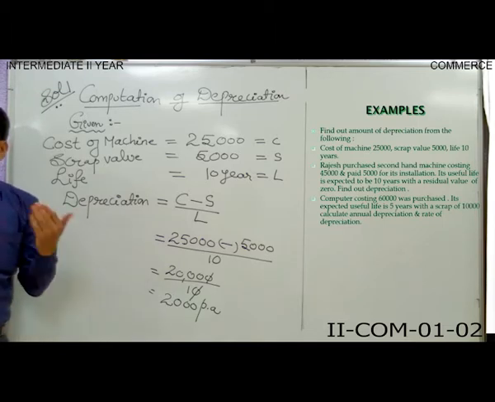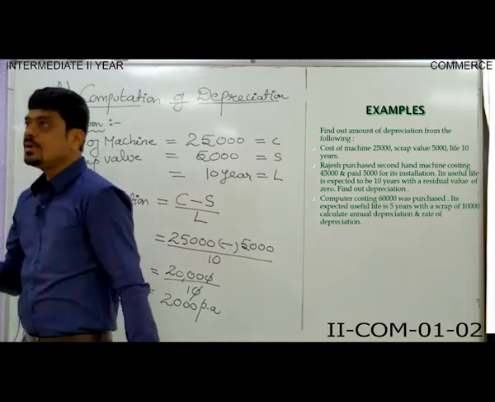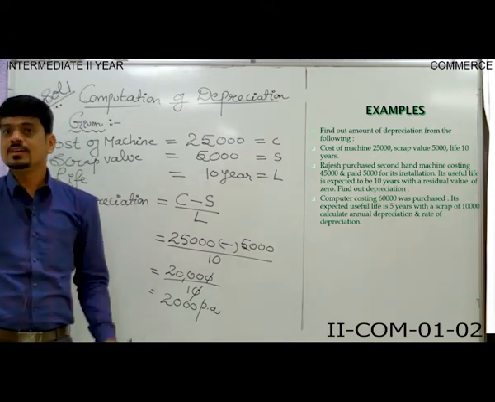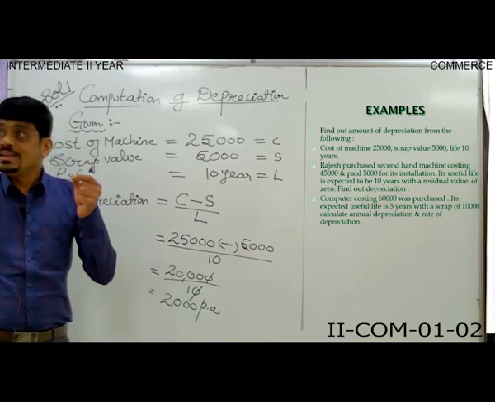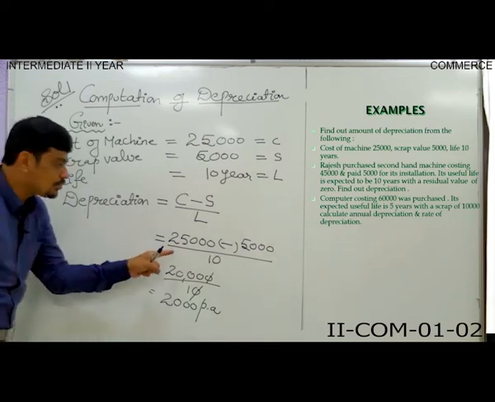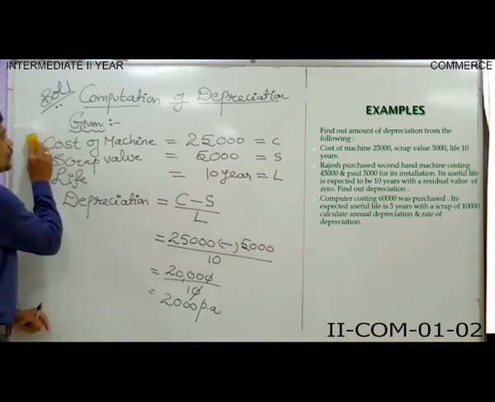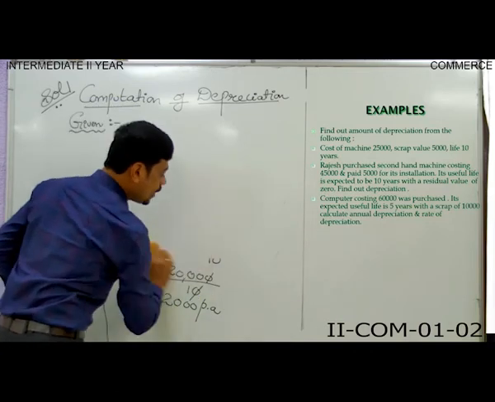Sir, we want to calculate even the rate of depreciation. What is the formula I gave you for rate of depreciation? Rate of depreciation is nothing but annual depreciation, that is depreciation amount, divided by cost of asset into 100. That I am going to show you now. So see how to calculate the rate of depreciation.